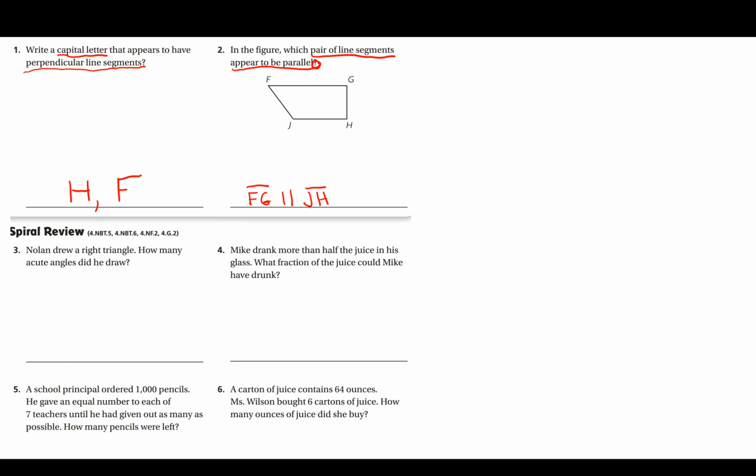All right, looking at number 3, Nolan drew a right triangle. How many acute angles did he draw? Well, again, the best way to do that is just to draw a right triangle ourselves. So I'm going to draw a triangle that has a 90-degree angle, because that's what makes it a right triangle. It has to have that right angle in it. And then I'm going to close that triangle off.